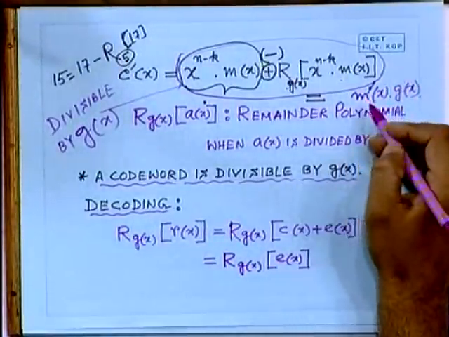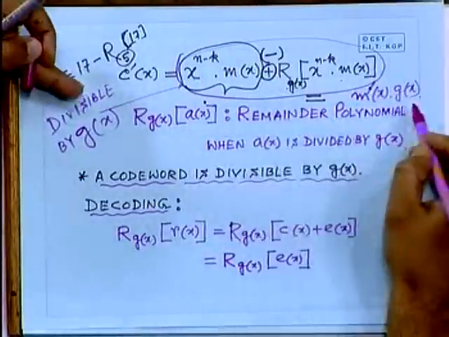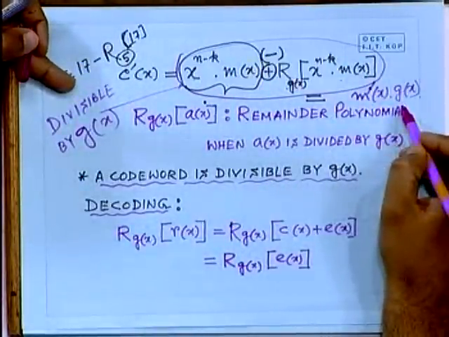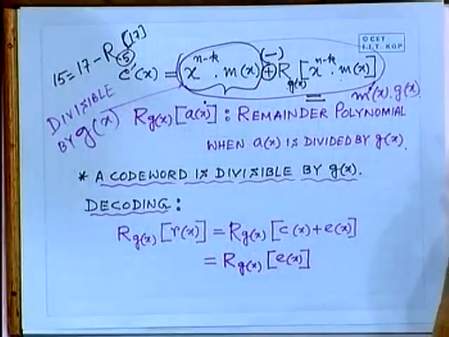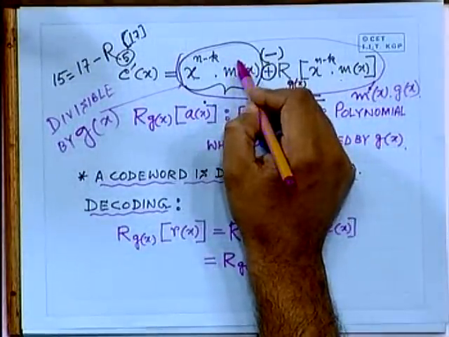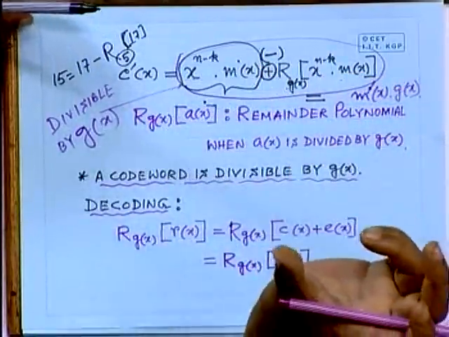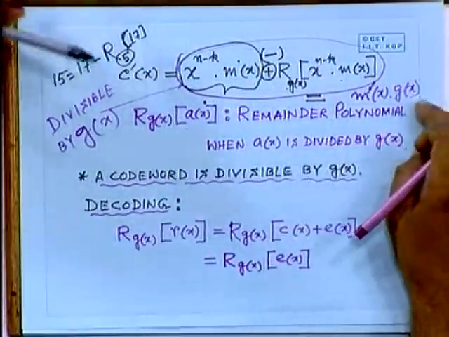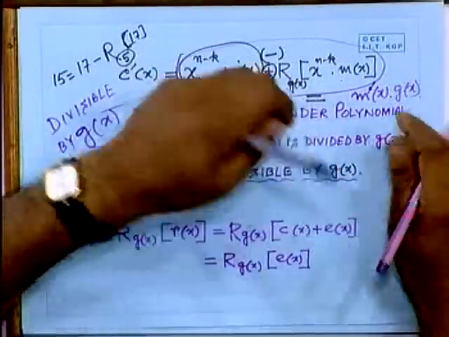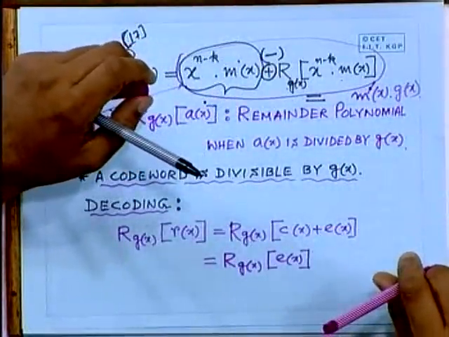To show that this is again divisible by Gx, I am writing it in this form, where M prime is not the message polynomial. The message polynomial was Mx, but after this operation I have ensured that you will have the message in one portion, and the whole code word will be divisible by the generator polynomial.